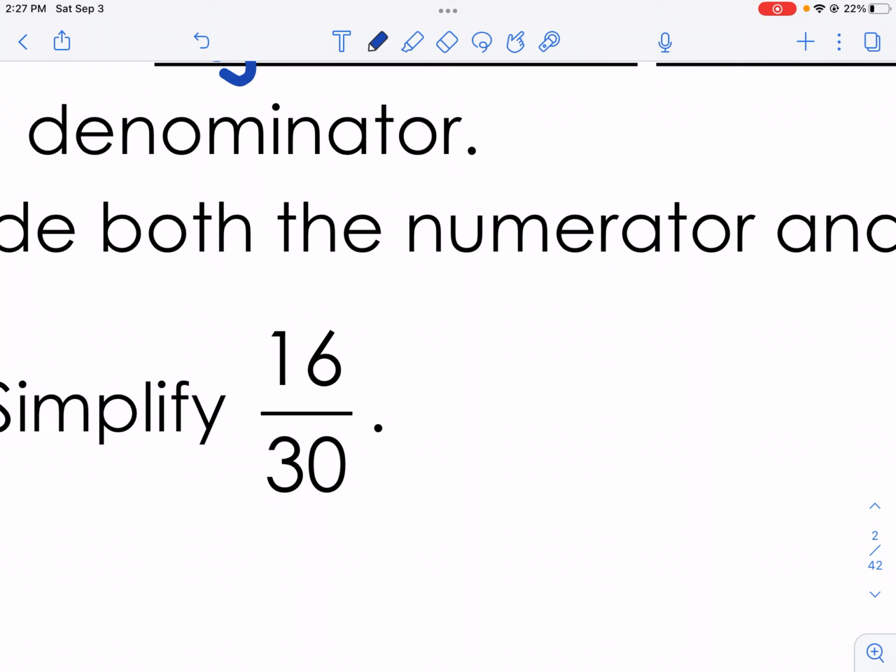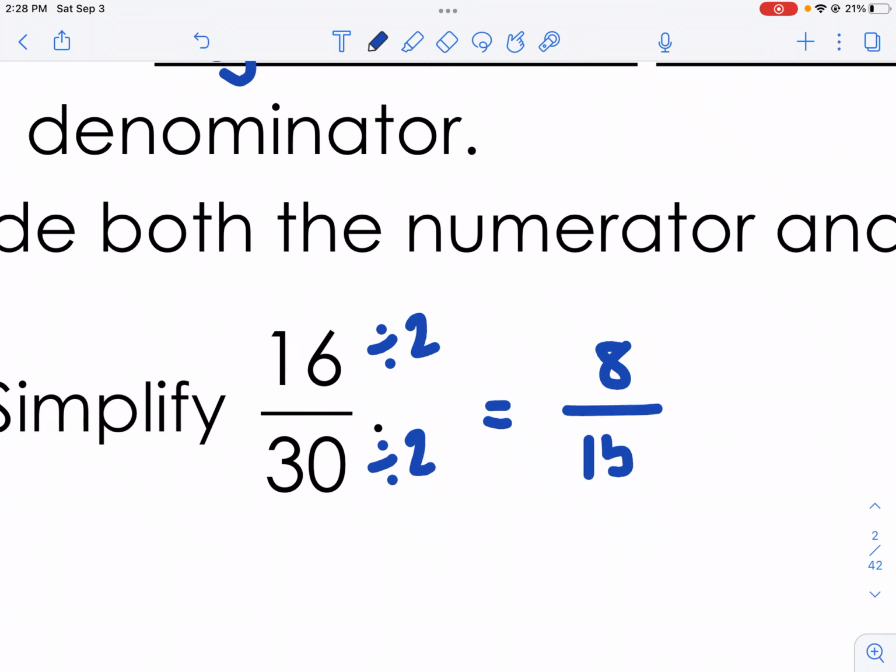You have to think for a minute. But 2 should, right? They're both even. And I can't think of a number that's bigger than that. So let me just start with 2 and see if that's good enough. So if I divide these each by 2, I'm going to get 16 divided by 2 is 8, and 30 divided by 2 is 15.